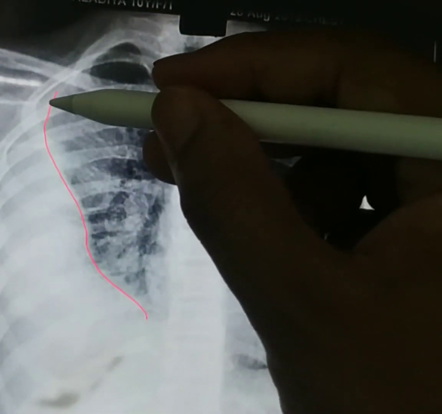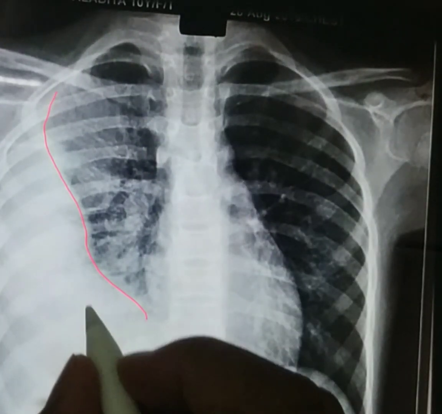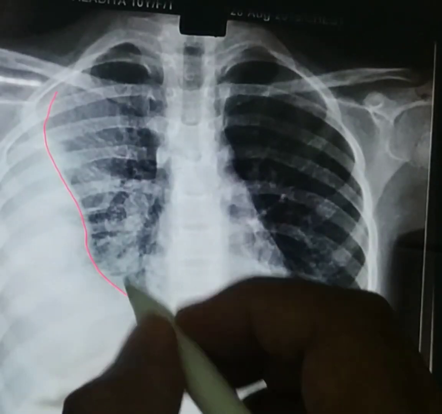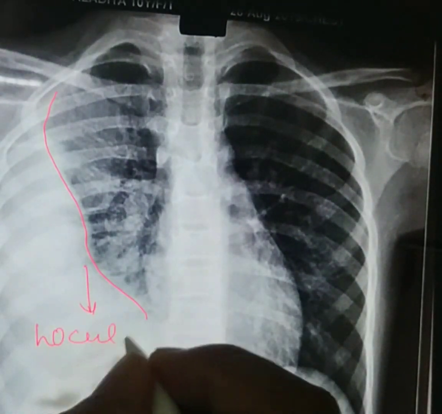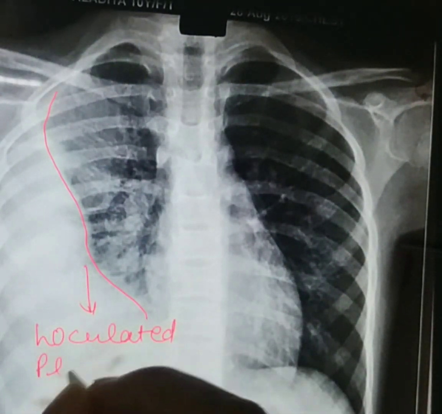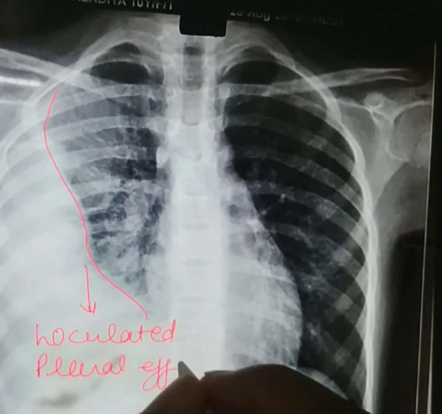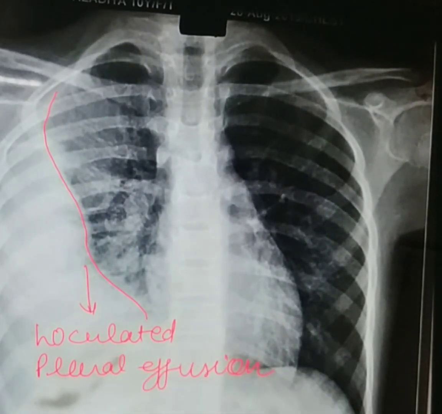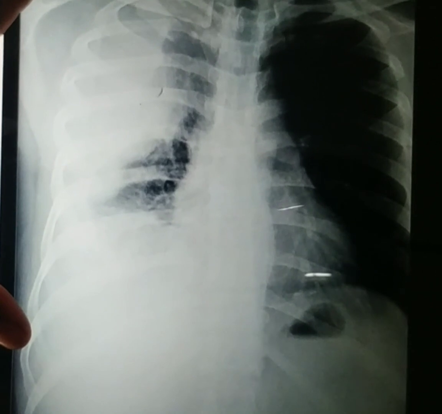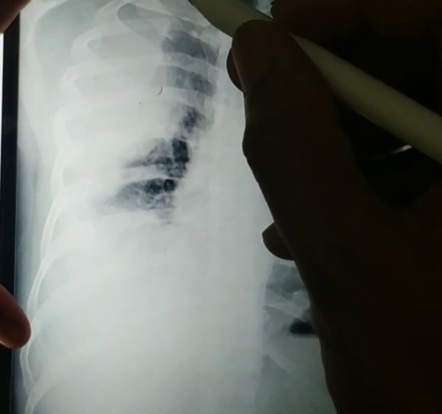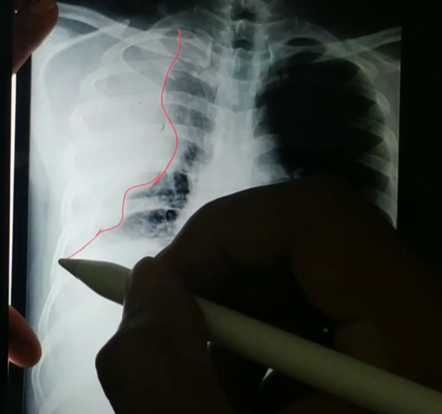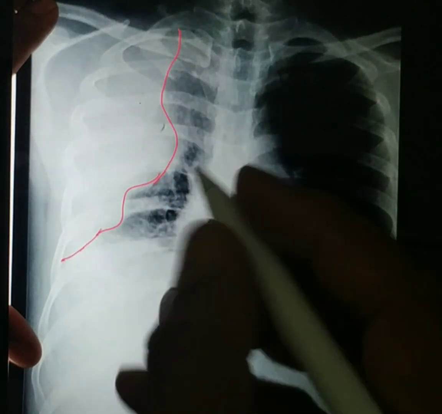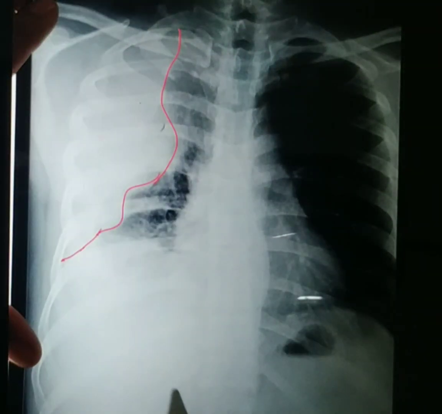So this is the X-ray of loculated pleural effusion, in which the upper border of the effusion is not smooth. Loculated pleural effusion. In this X-ray, you can also appreciate the loculated pleural effusion. This is also the X-ray of loculated pleural effusion.